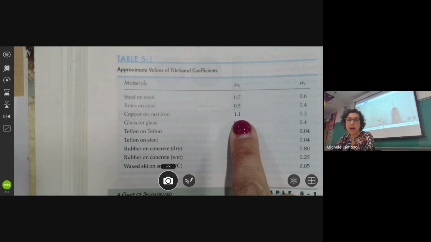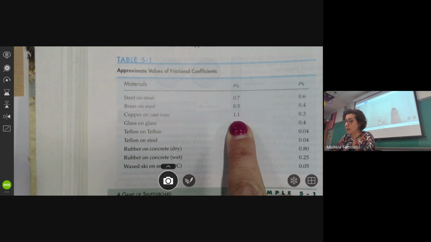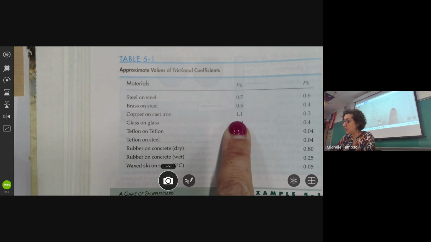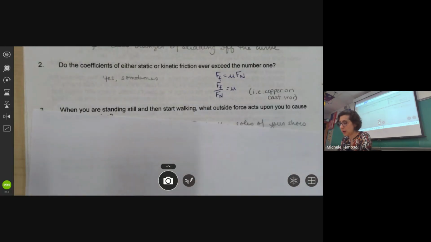Number 2, do the coefficients of either static or kinetic friction ever exceed the number 1? Ruben? Yeah, they certainly can. And I think if we look in the text, there is one right there. Copper on cast iron has a coefficient that exceeds 1. It's just a ratio of two forces. It is possible to exceed 1, and there is one right there. Copper on cast iron, shown right there on page 120 at 1.1. So there we go.